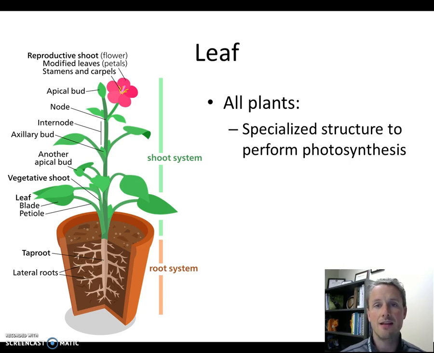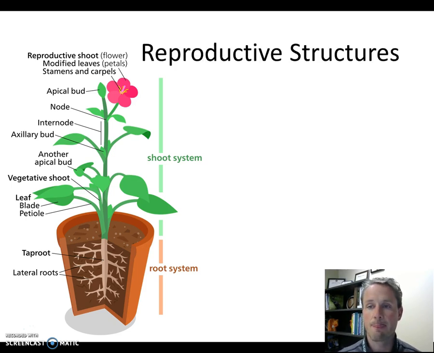And because of the other adaptations that we're making, like the roots and the shoots, and later we'll talk about the reproductive structures, it was important to have a specific structure, the leaf, that can perform photosynthesis, while other parts of the plant were doing other important roles, like anchoring the plant in place or providing structure for the plant. So the leaf is a specialized part of the plant that performs photosynthesis.